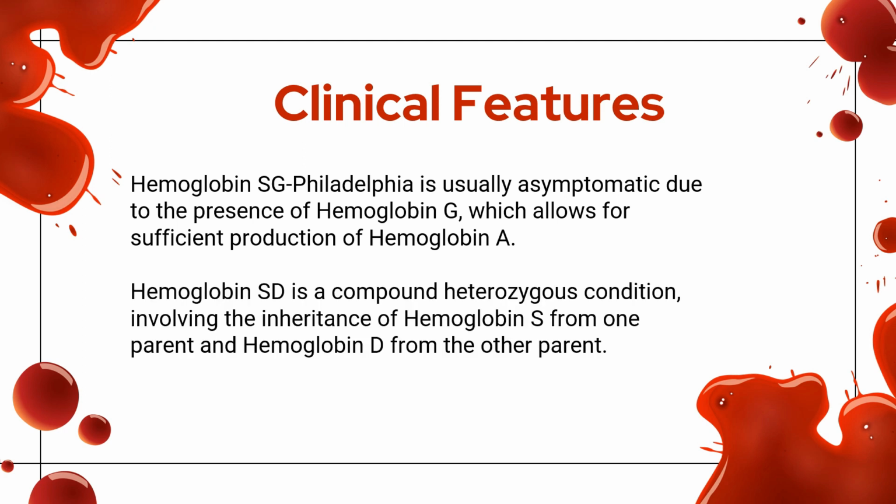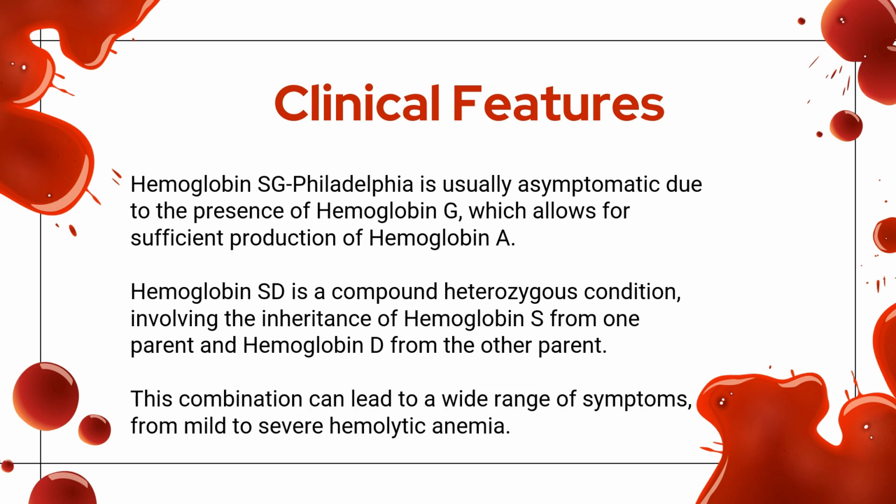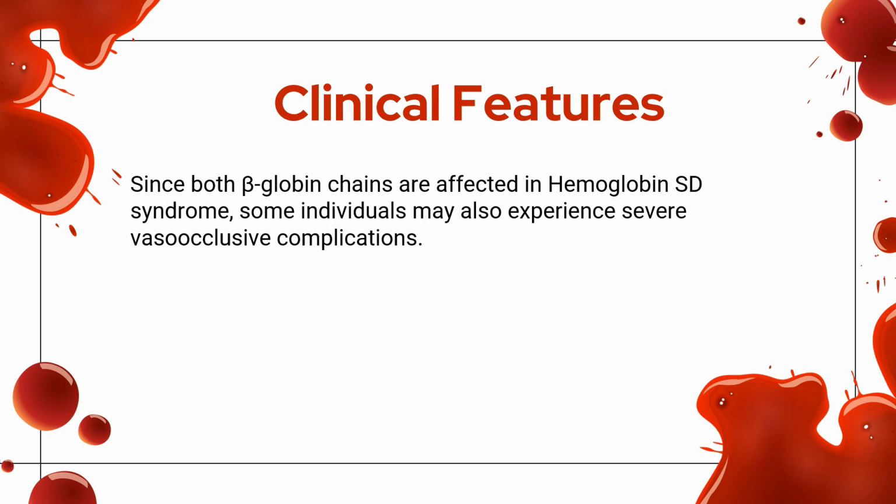On the other hand, hemoglobin SD is a compound heterozygous condition, involving the inheritance of hemoglobin S from one parent and hemoglobin D from the other parent. This combination can lead to a wide range of symptoms, from mild to severe hemolytic anemia. Since both beta-globin chains are affected in hemoglobin SD syndrome, some individuals may also experience severe vaso-occlusive complications.